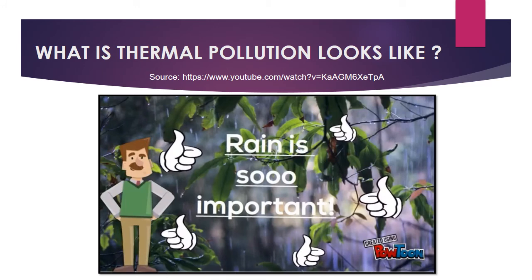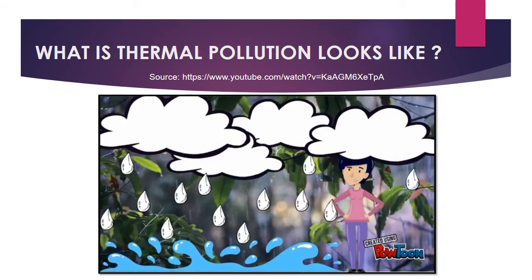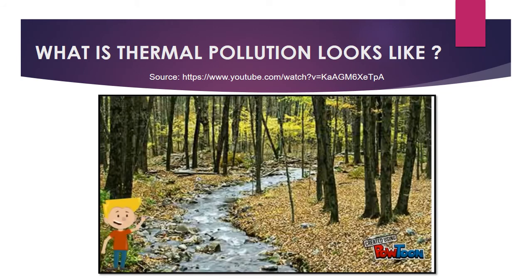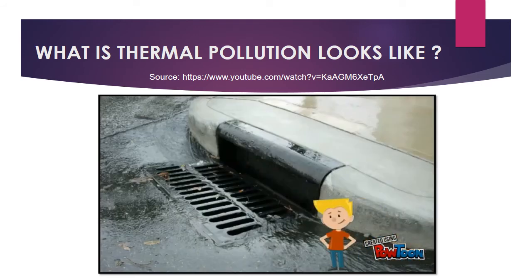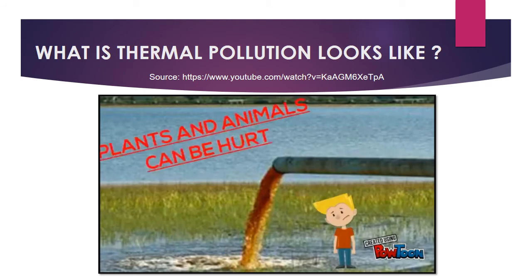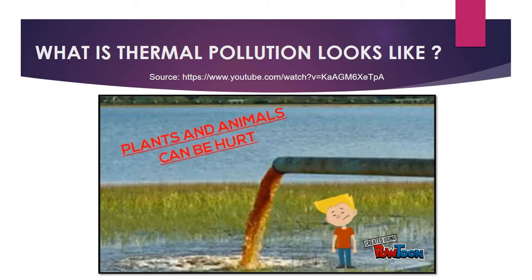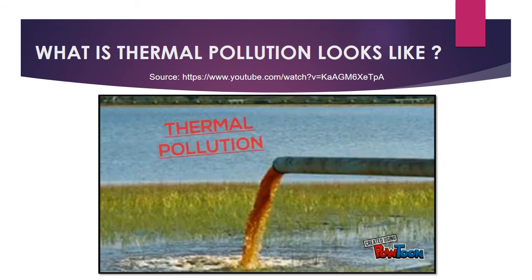Rain is so important. It falls from clouds and lands in rivers, streams, lakes, the ocean, and in our cities. Runoff is rainwater that flows over the surface of the earth. Not bad at all, right? But did you know runoff is the source of almost all water pollutants? It carries pollutants from impervious surfaces like streets and roofs into storm drains, which lead right to your local water body. Once pollutants enter the water body, plants and animals can be hurt. One way they can get hurt is by thermal pollution.